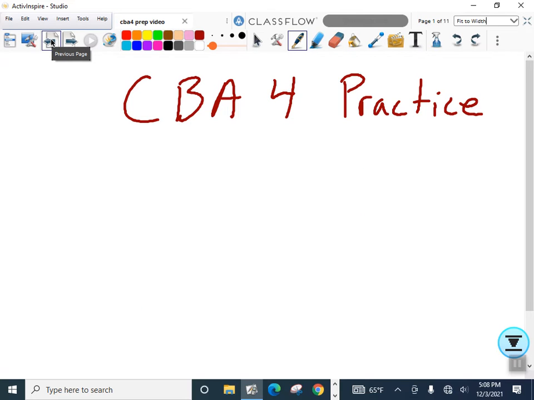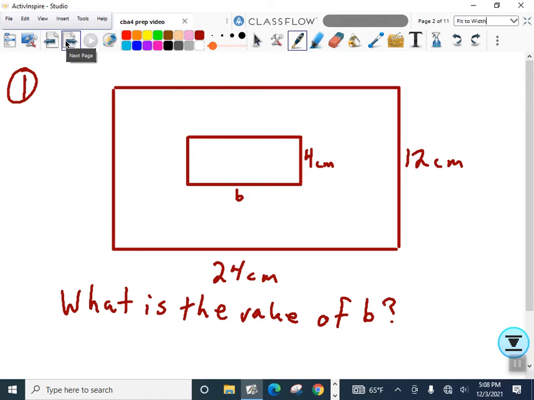CBA number 4, practice. All right, here's how we tackle the CBA. So here we have two rectangles. They are similar. They are similar because they are proportional. Well, here's what I mean.